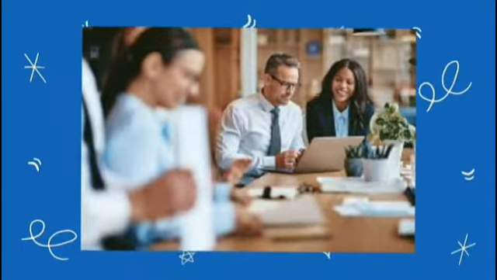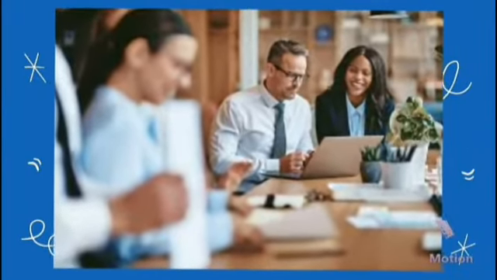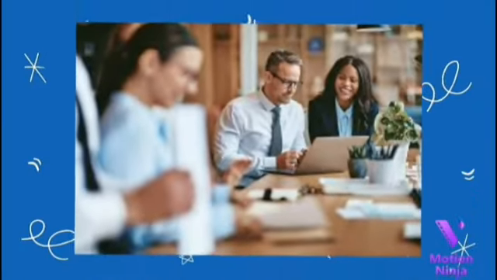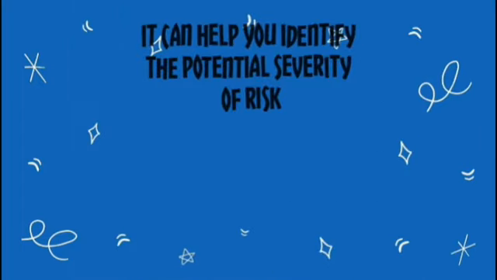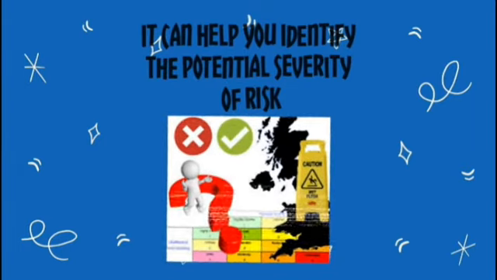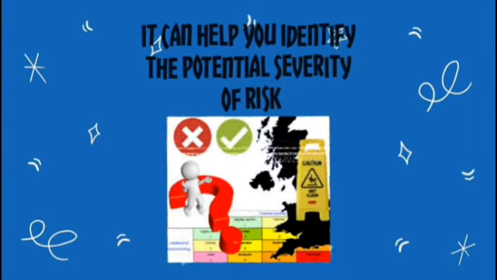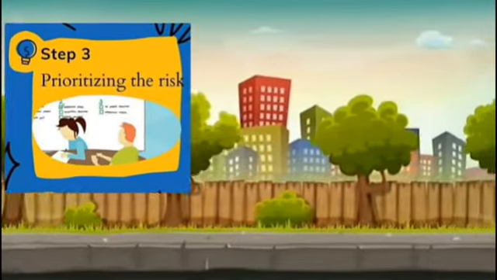You can also hire a safety professional to audit your worksite or business. They've been trained to identify potential risks and hazards and can offer suggestions on how to correct them. The next step is analyze the risk. Analyzing a risk can help you identify the potential severity of a risk so that you may complete the next step, which is our third step, prioritizing the risk.